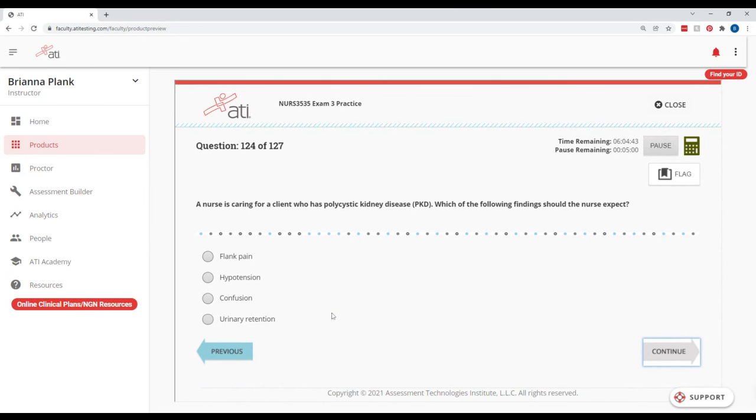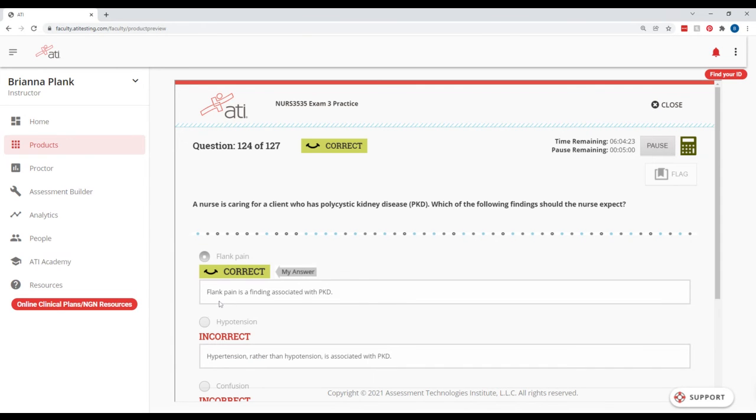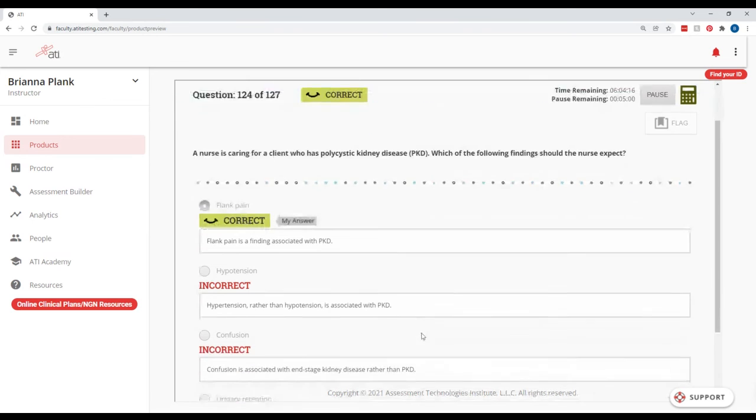Polycystic kidney disease. Flank pain, like we said earlier, is going to be the kidney area, so it's an expected finding.